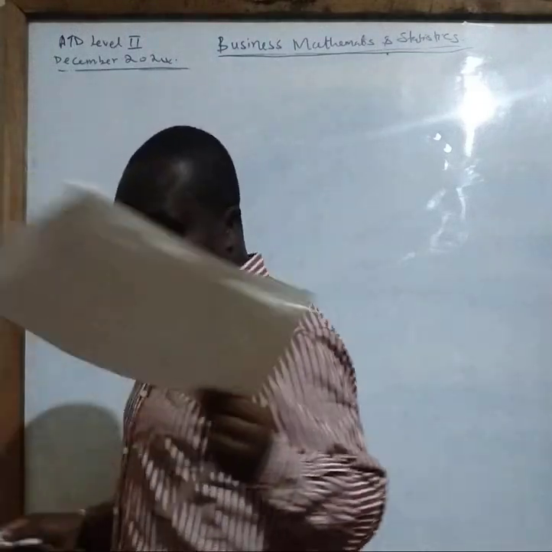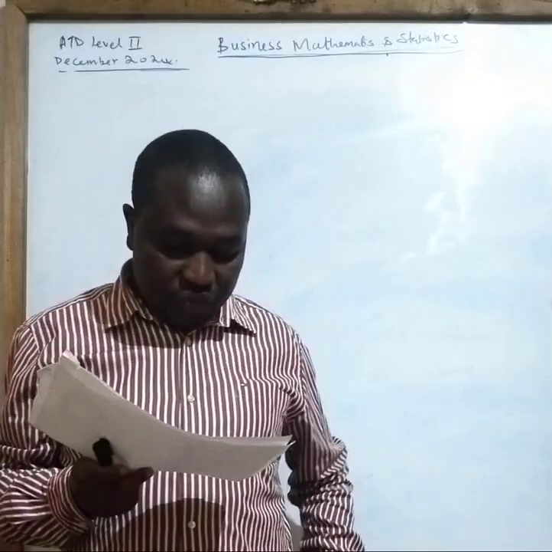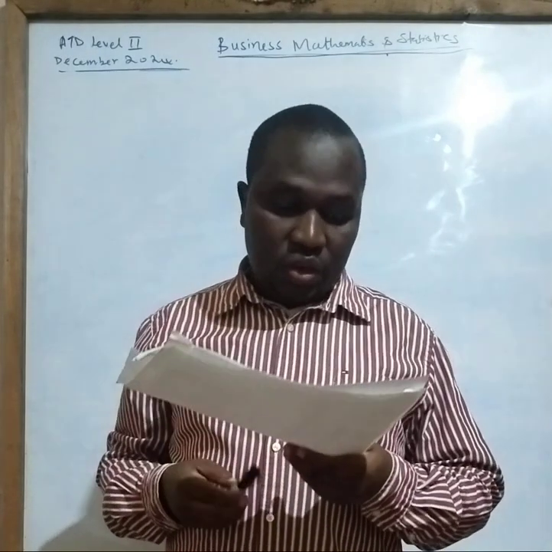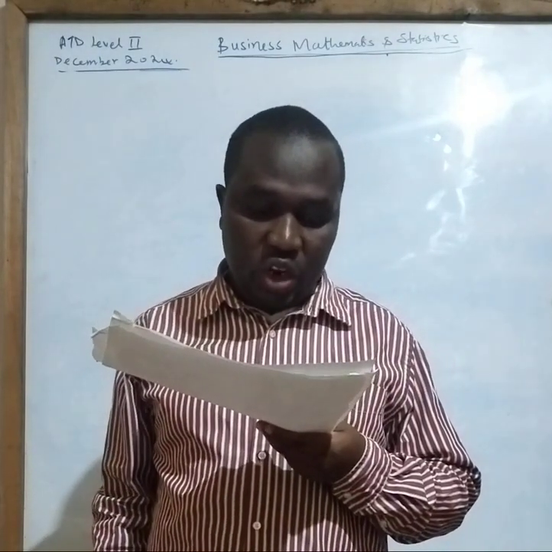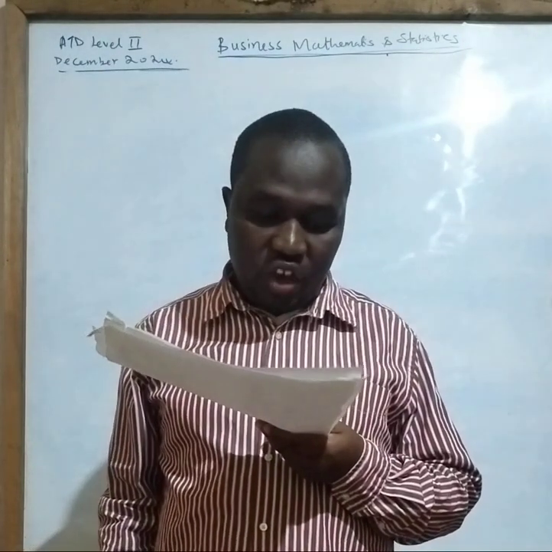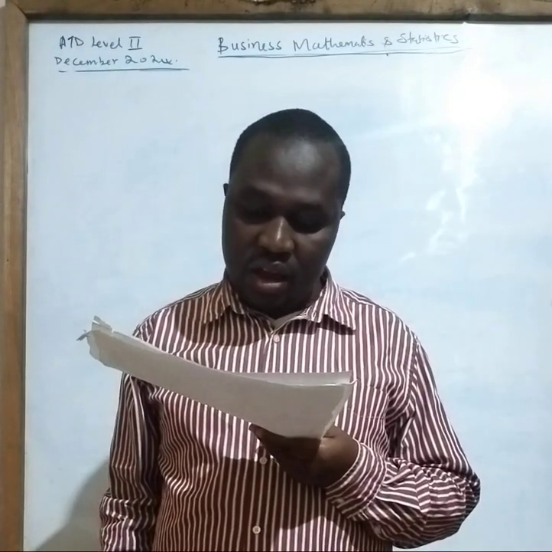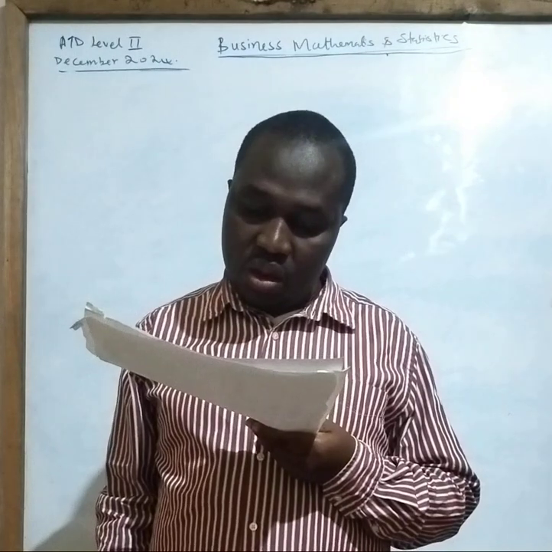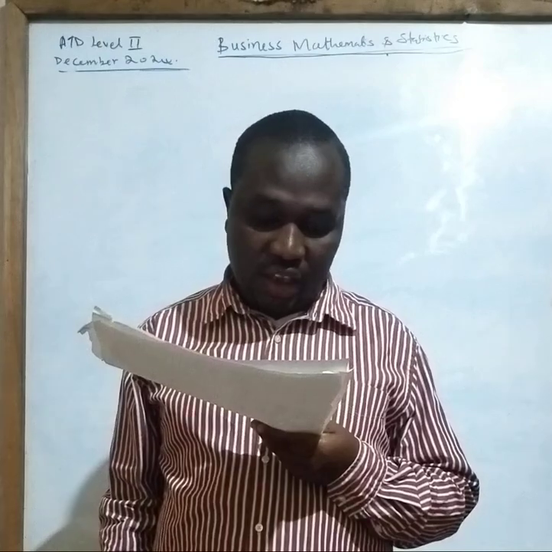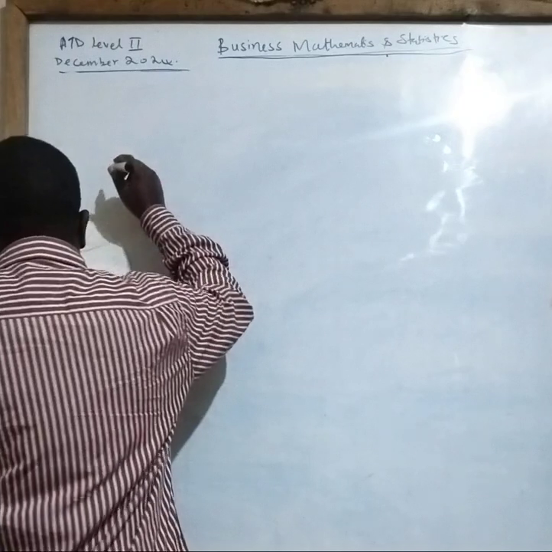We go to question 48 to 50. Question 48 to 50 is about index numbers also. So the question says, use the information below to answer question 48 to 50. The information below shows the shopping basket for a household and their corresponding prices and quantity for year 2022 and 2023. We have the items there. So this is the question.